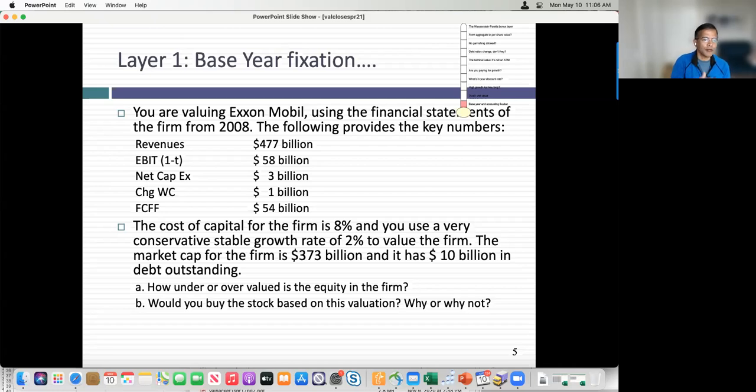It's oil prices, right? If oil prices are high, the cash flow is going to be high. If oil prices are low, cash flows are going to drop off. 2008 happened to be a really good year for oil prices. The cash flows were high. This is the base year problem, right?